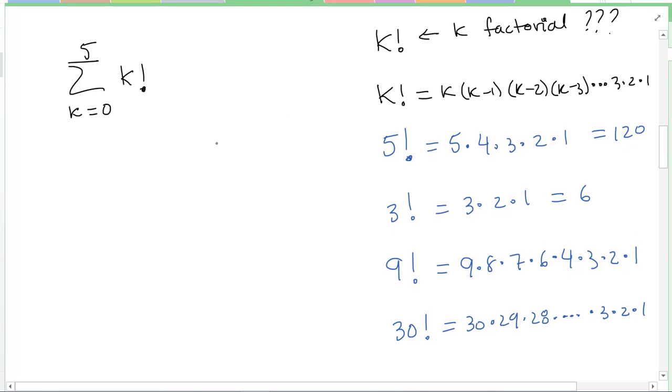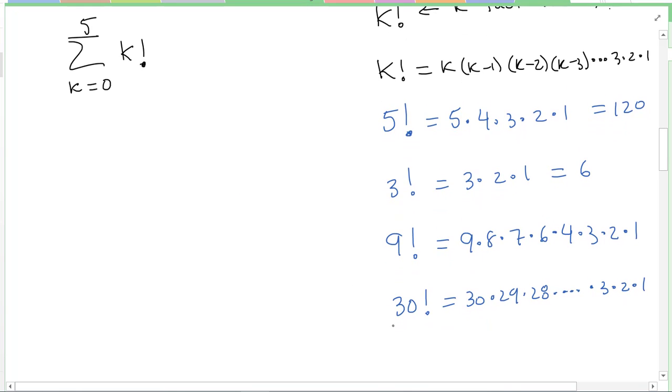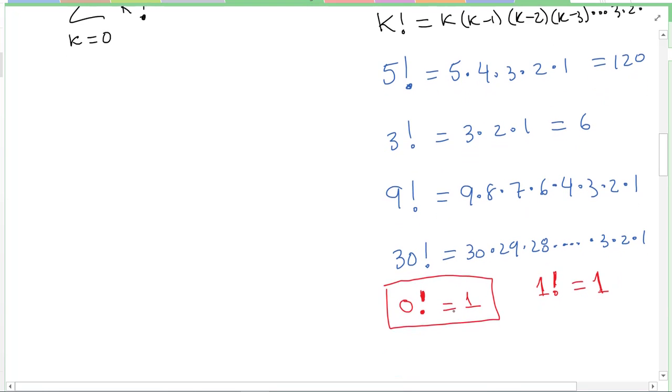And so in this case, when I see k equals 0 to 5 of k factorial, oh, so then what's 0 factorial? So something to pay attention to: 0 factorial, by definition, is 1. So this is something to keep in mind. And 1 factorial is also 1. So those are the only ones that are the same. So 1 factorial is 1, and 0 factorial is defined to be 1.